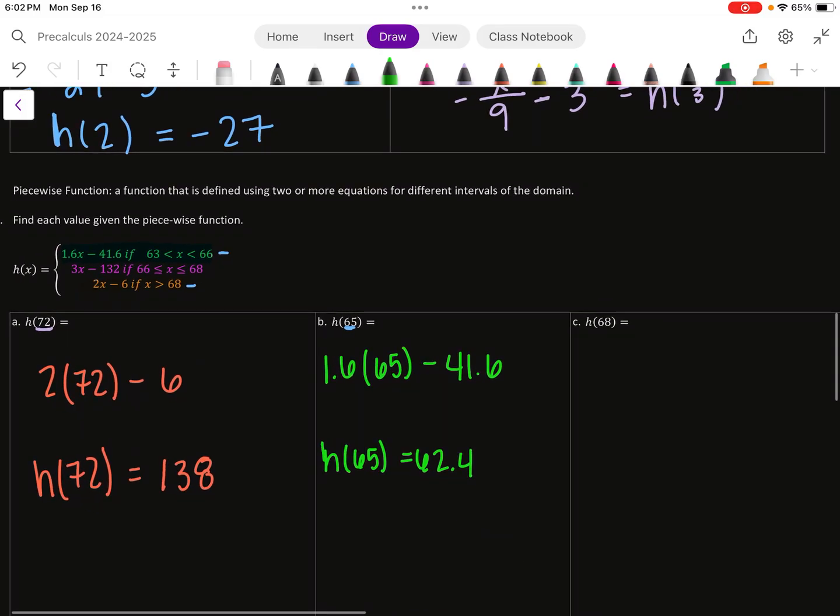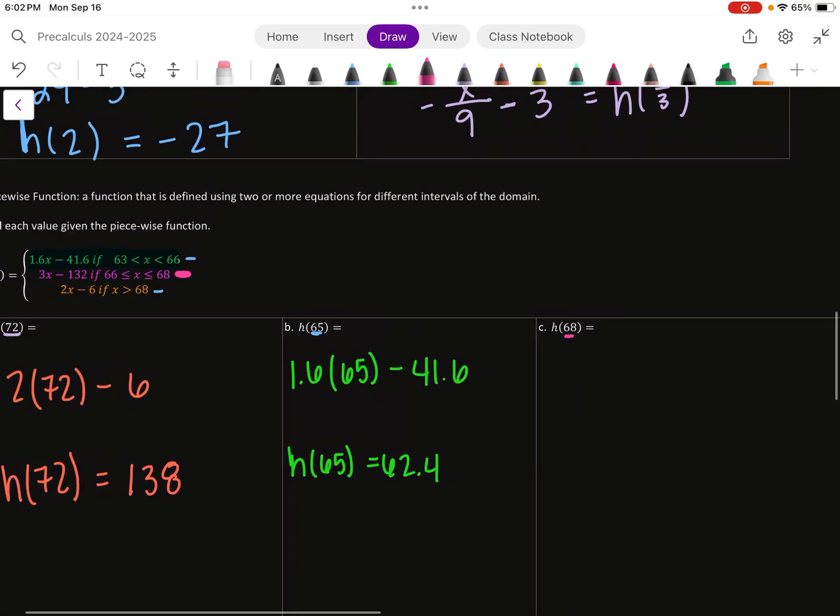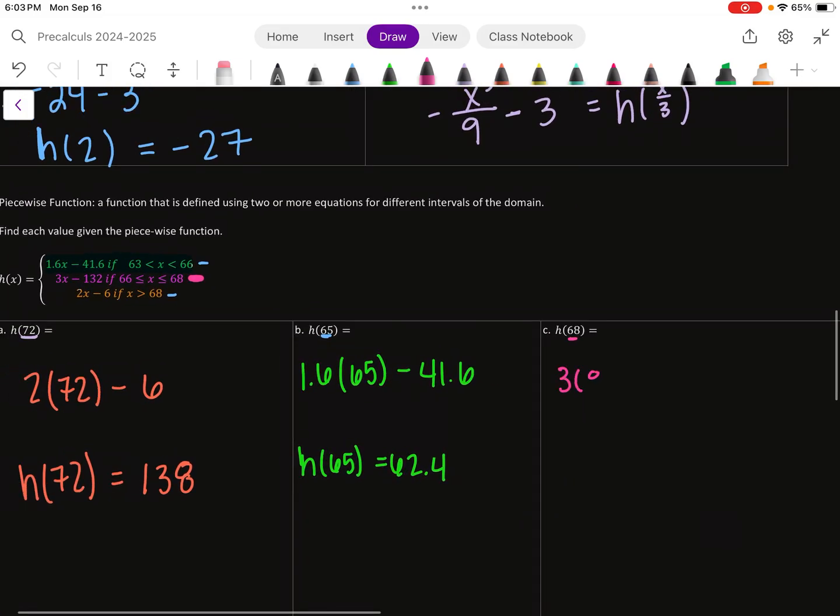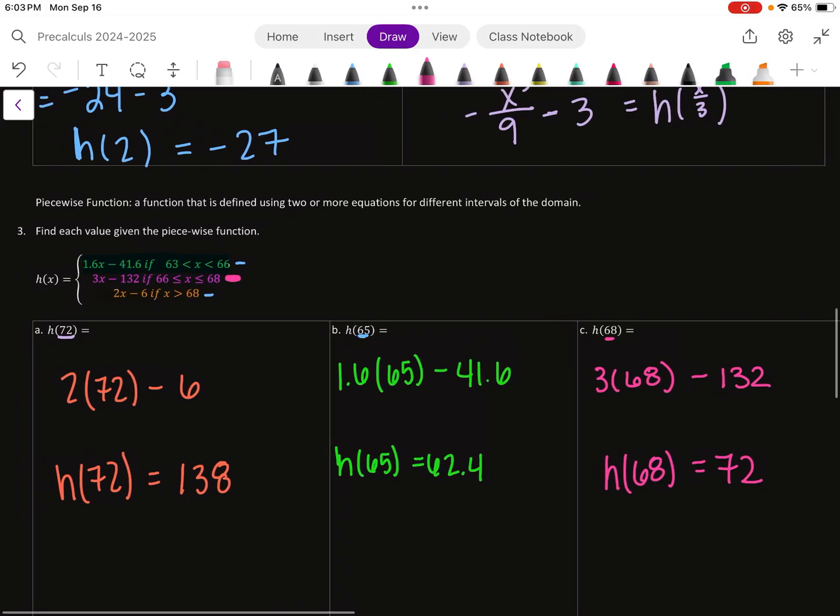All right, last one, the 68. You see that this one says x is less than or equal to 68. So 68 will be plugged into that second one. 3 times 68 minus 132. So 3 times 68 minus 132. So my h of 68 is 72. All right.